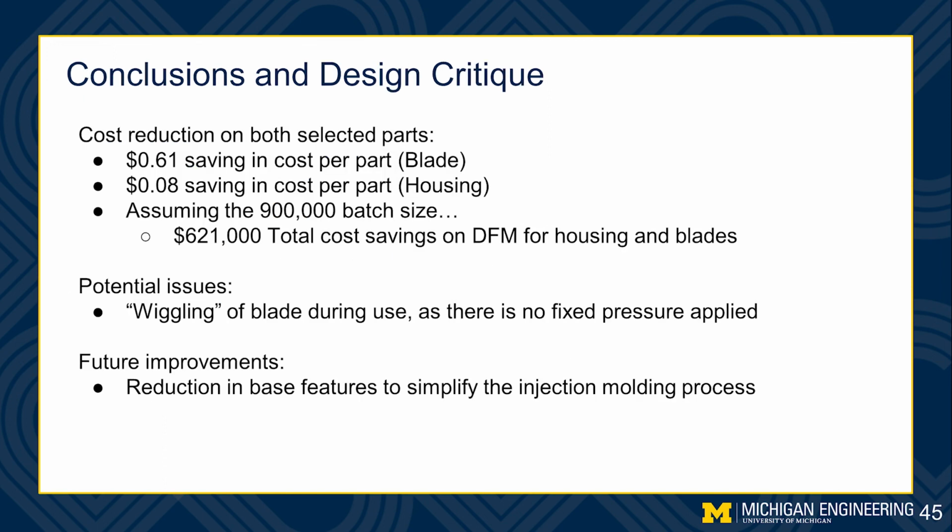To conclude, after redesigning, we managed to reduce the cost of blades and housings. Multiplied by the batch size, this will save around 621 grand for manufacturing alone. However, the wiggling issue still remains, and we could also reduce the base fixtures for optimal injection molding.